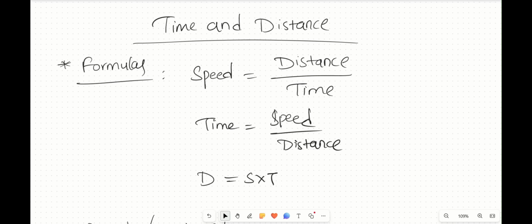So today I'm going to discuss the topic called time and distance. So here are the important formulas. Speed equals distance by time, time equals distance by speed, and distance equals speed into time.